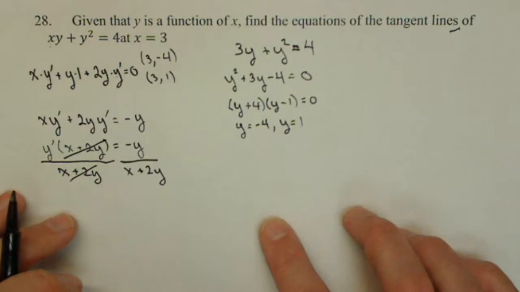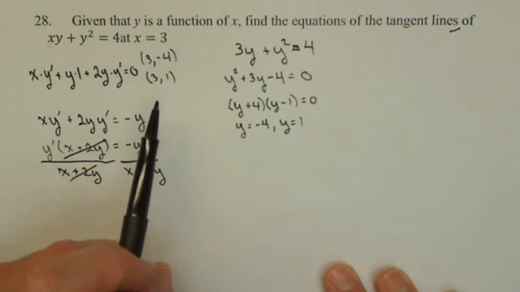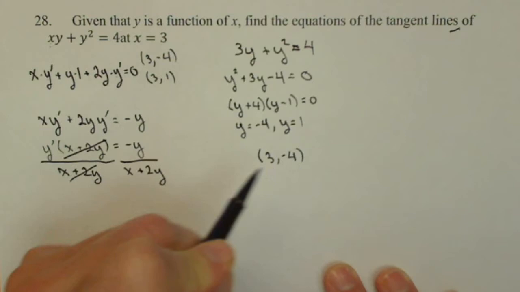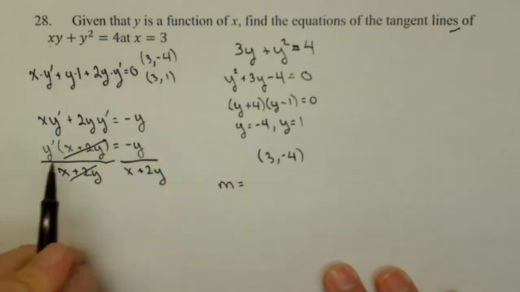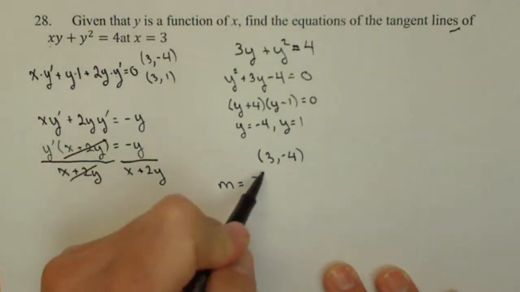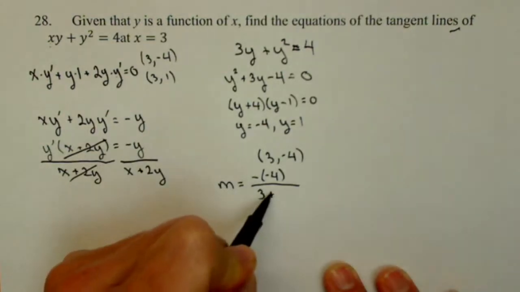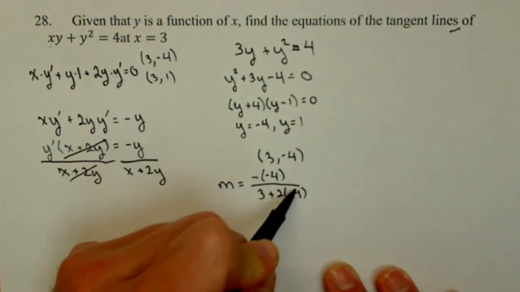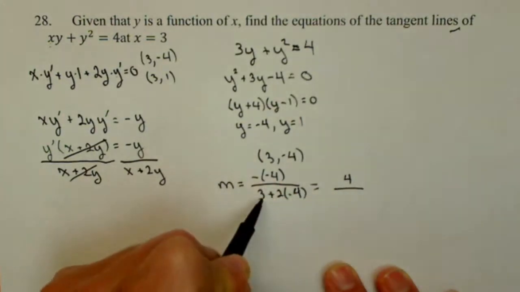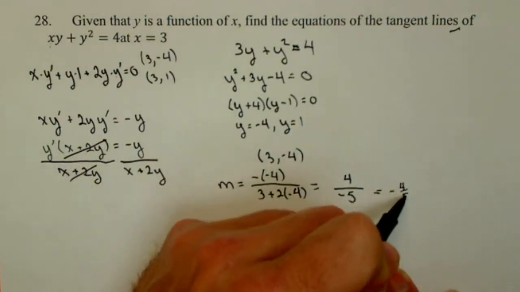This is basically what's going to give us the slope of each of these tangent lines. One of them at (3, -4), one of them at (3, 1). So let's find each of these. So let's do the one at (3, -4) first. So now what we need is the slope. So m is going to be, and we're using this equation here, -4 over 3 plus 2 times -4. So that's a +4 over 3 minus 8, so -5, or -4/5.